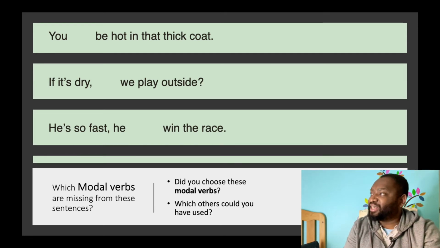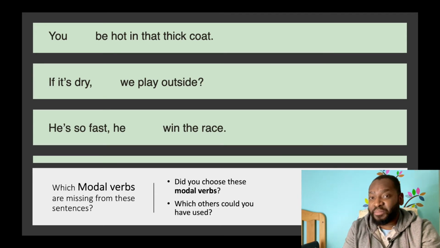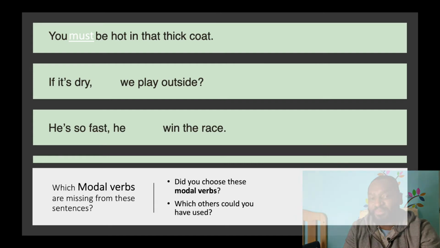Now have a look at these sentences. These sentences are missing the modal verb. Remember, the modal verb tells you how likely or how possible something is to have happened or will happen. What do you think could be put in place in this sentence? You, blank, be hot in that thick coat. What could go in that space? You must be hot in that thick coat.